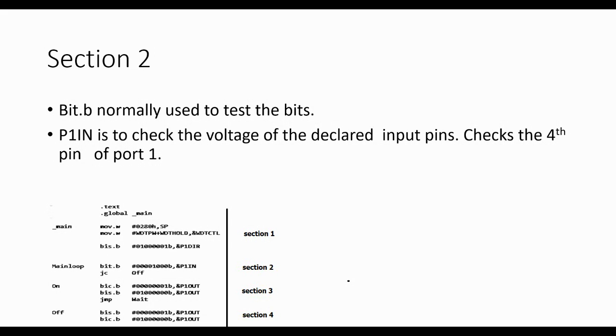Now, let's say you are doing this and it affects the carry bit: jump if carry equals to 1. This particular instruction affects the carry, and if the carry flag is set, it will jump, else it will go on. All right, so that's section 2 of this code.